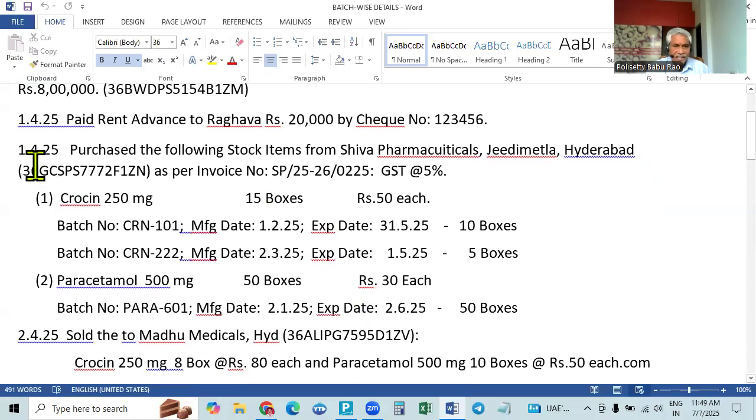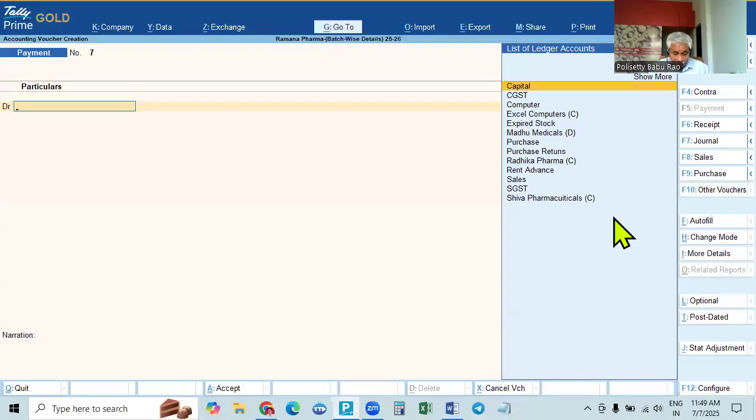Now the business transactions. 1/4/25, purchased the following stock from Shiva Pharmaceutical, GD Metla, Hyderabad. This is the register number, bill number, tax 5%. Now we have to see what we are doing. We are purchasing. Date is the same date.